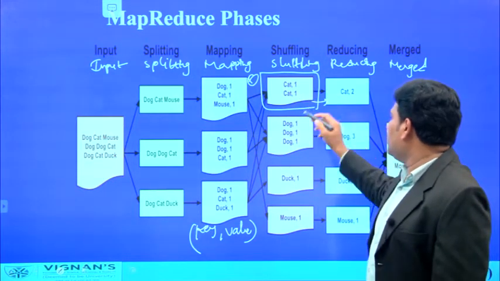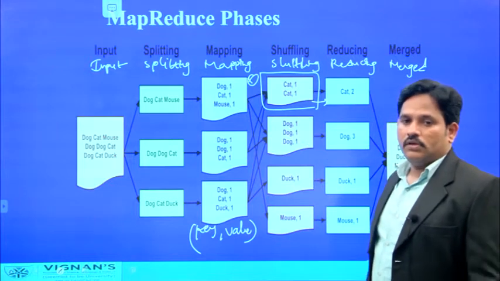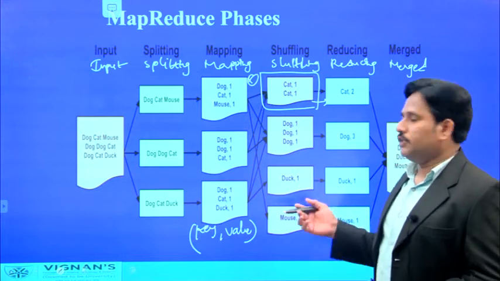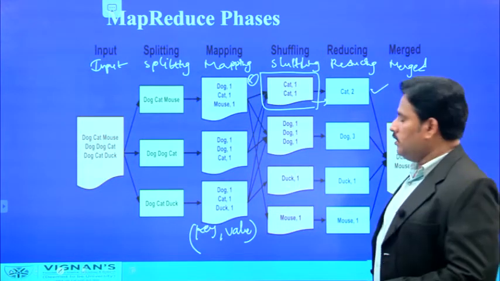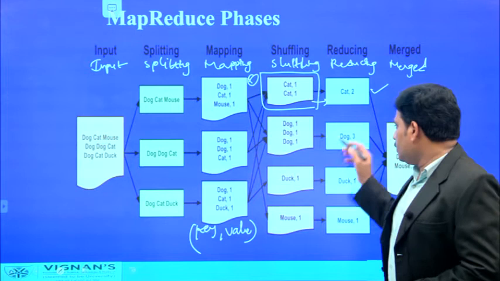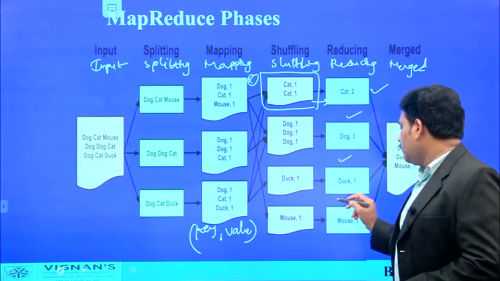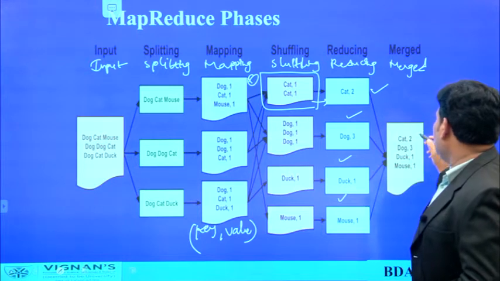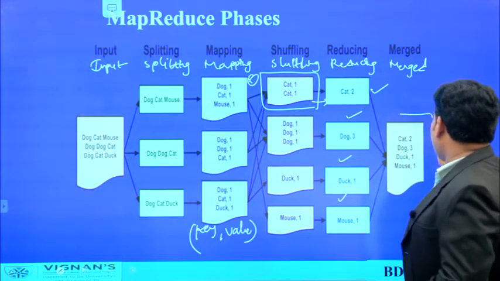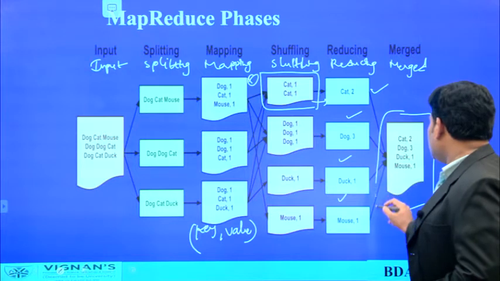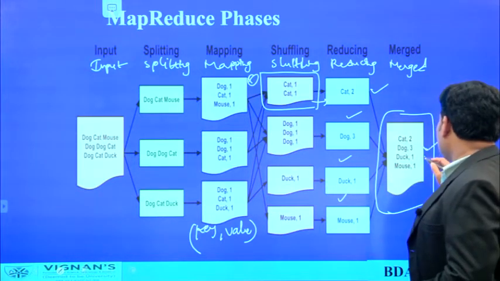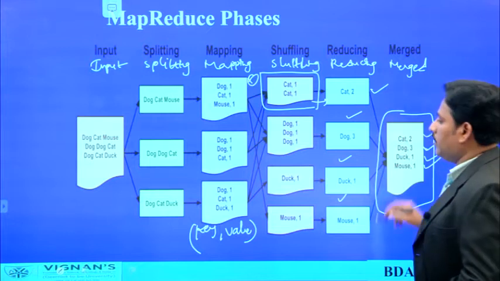Finally, it produces its count by applying some aggregate operations. Here we applied summation, and finally we got cat comma 2. Now like this it is going to apply all aggregation operations on the data. Finally we get cat repeated two times, dog repeated 3 times, duck repeated 1 time and mouse repeated 1 time.